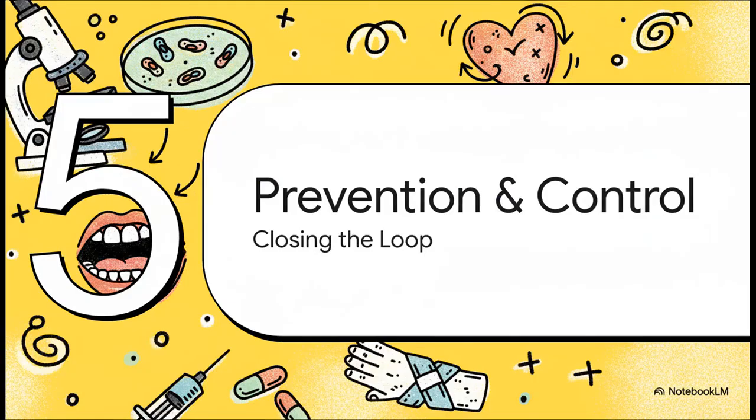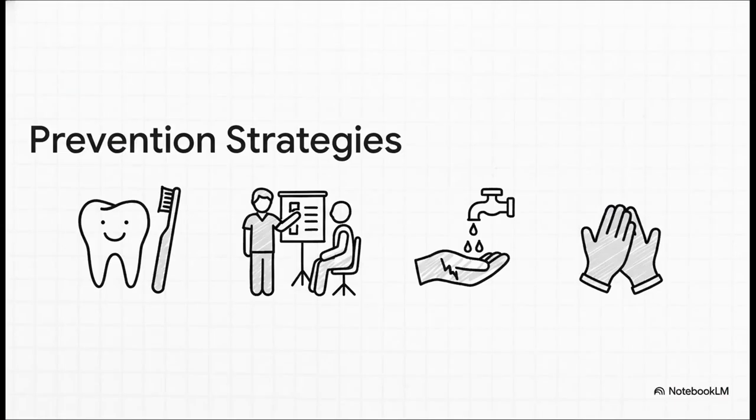All right, to wrap things up, let's close the loop. Let's talk about how we can prevent these infections from even happening in the first place. Unsurprisingly, prevention starts right where the bug lives, in the mouth. Good oral hygiene is the absolute cornerstone. Beyond that, it's about educating our at-risk patients, making sure we provide prompt and thorough wound care for bites, and of course, sticking to standard precautions in all healthcare settings.